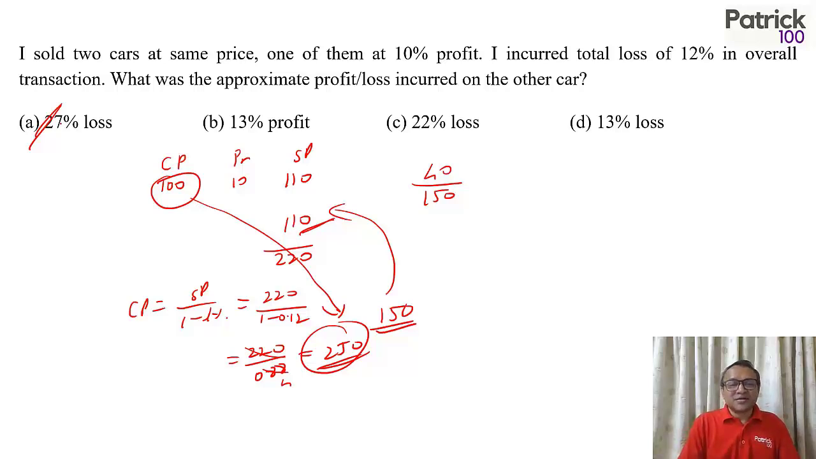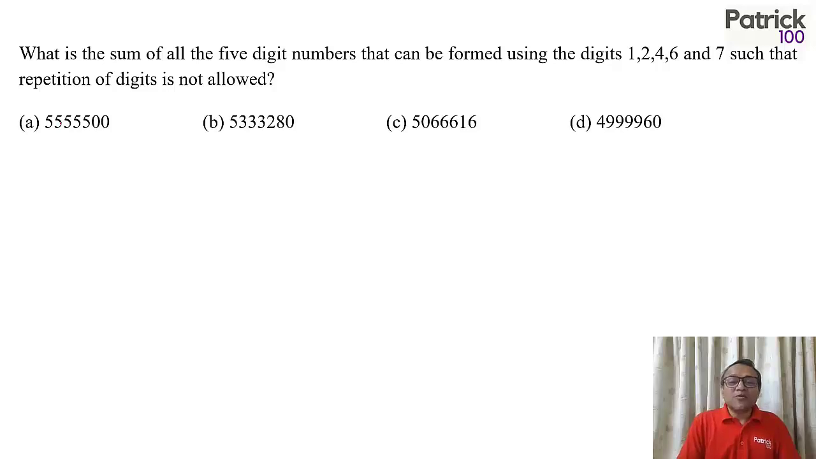Sum of all 5-digit numbers. Now, this is a very simple technique. This has come in the CAT exam. So how many 5-digit numbers can be formed? 5 factorial, which is 120 numbers. Now you're adding all the 5-digit numbers.